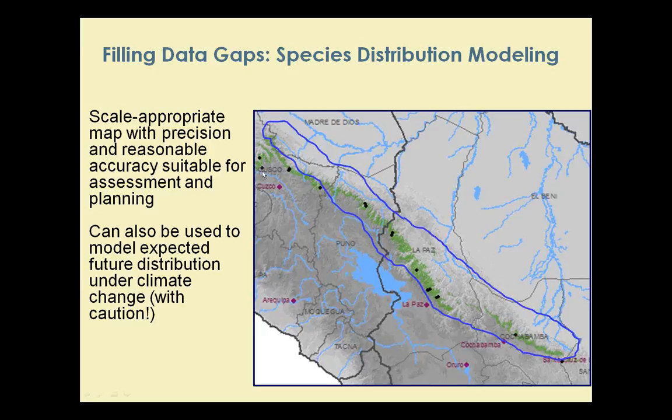So what we did was use maximum entropy, MaxEnt software, and a series of data layers. And then we generated, it really is a probability surface, but filtering it down to these green shaded areas representing the distribution for the species. So that now gives us something that is consistent with the range and the known observations, but is showing us probably where that species really does occur.